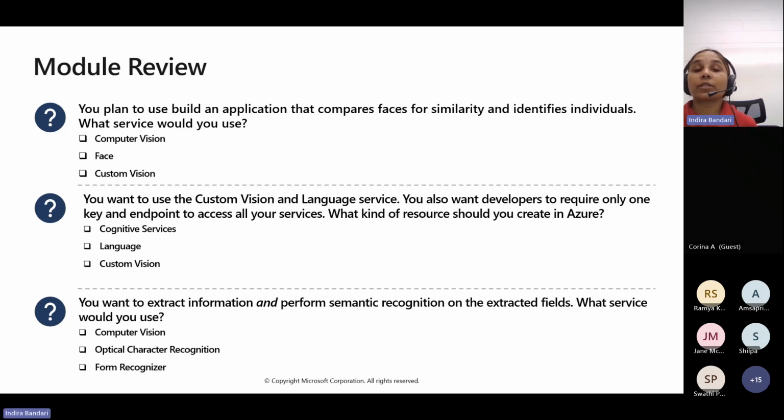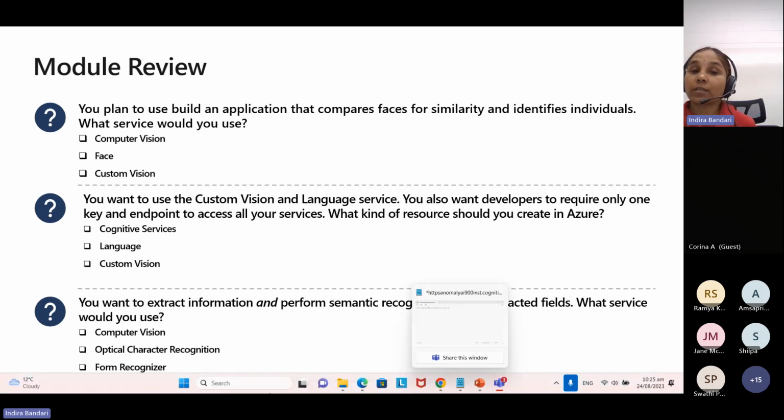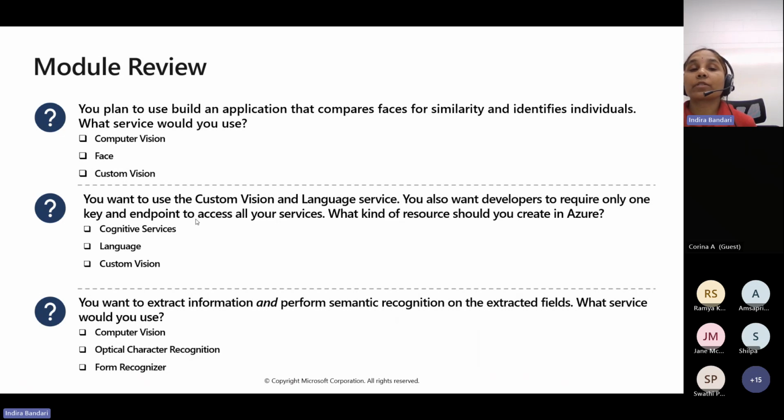If you create custom vision, you will have one endpoint and one key for custom vision, and if you create language service, you will have another key and another endpoint for language service. But the question here is the developers want to use only one key and endpoint. So that's when you create cognitive services, and then from cognitive services you can access the custom vision and language service. Okay, that's good. Hope everyone understood. Any questions?